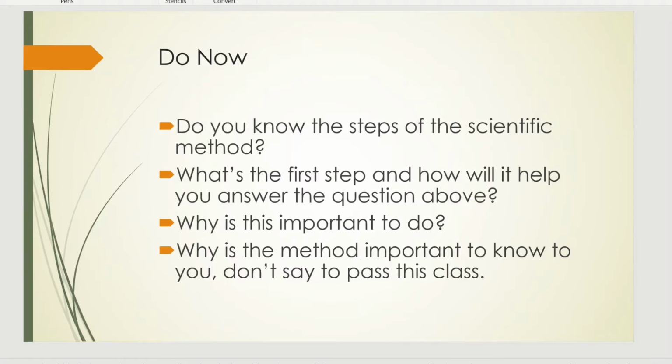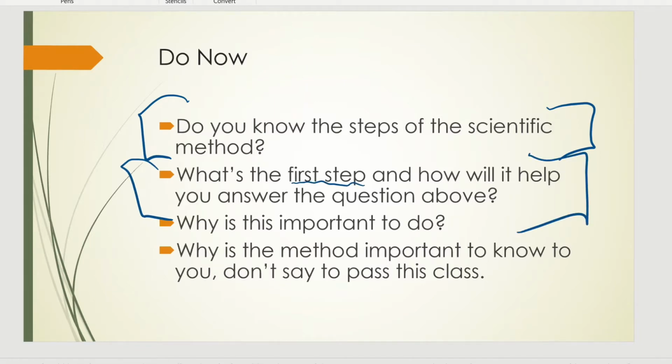So, do you know the steps of the scientific method? Yeah, okay, there are 6 of them. And the first step I just went through earlier, so you should at least know observation, right? Right? Okay. So observation's the first step, and it will help you ask questions, which is the most important step. Okay? First is observation.